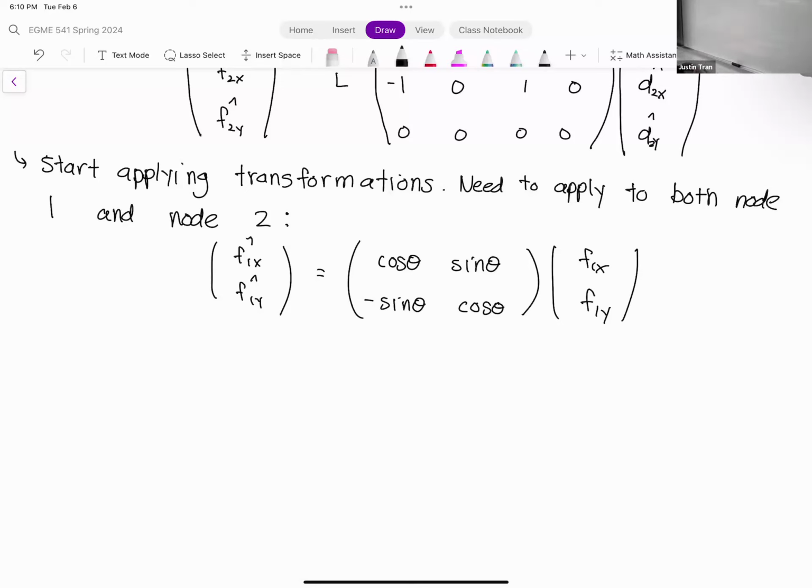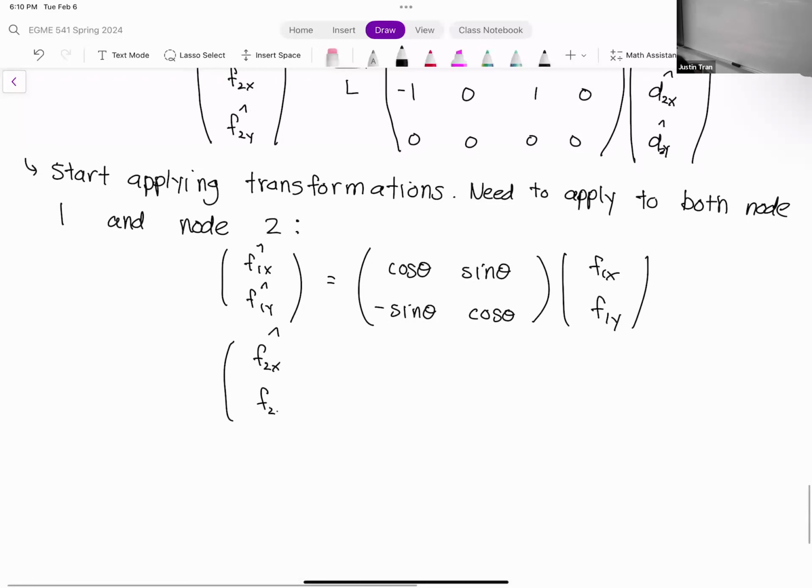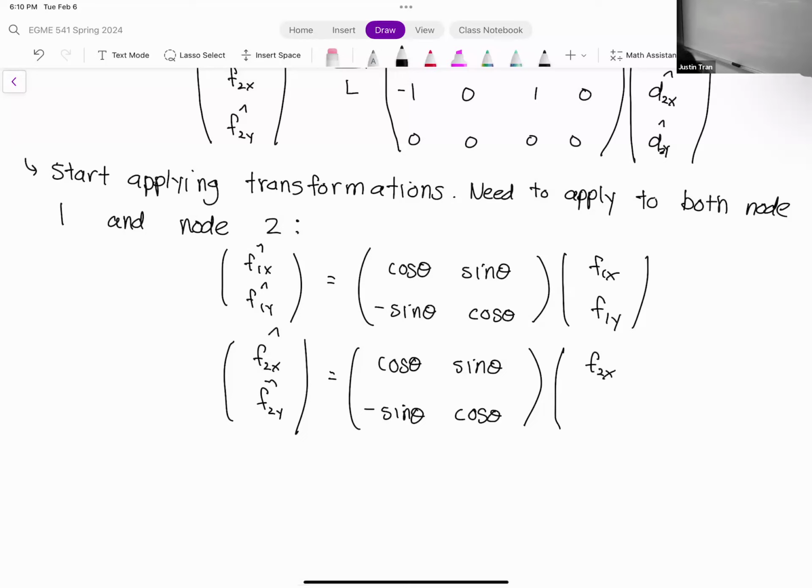And same thing for node 2. And so for node 2, we have f2x hat, f2y hat, is equal to cosine theta, sine theta, minus sine theta, cosine theta, and this is f2x, f2y. So both of these are just straight up applications of our transformation matrix, but individually for node 1 and node 2.